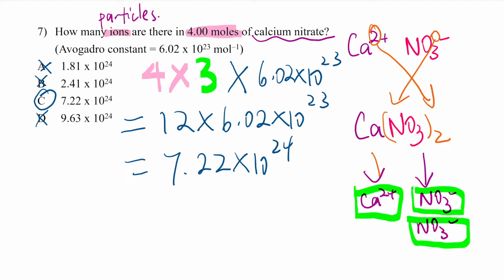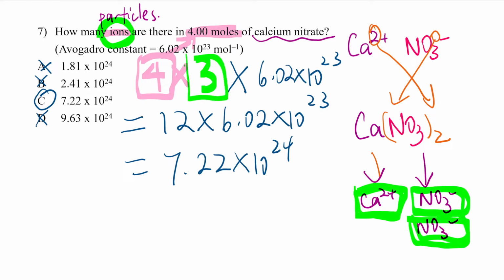Again, how did I get the 4? The 4 always starts off with our original number of moles of the compound, and then you look for what the question is asking you. If they're asking you for ions, then you need to find how many number of moles of ions are there. Here there are ions meaning both positive and negative. I have 1, 2, and 3.